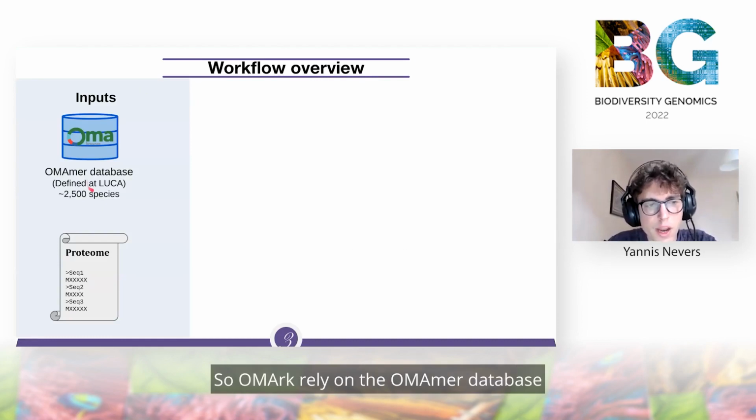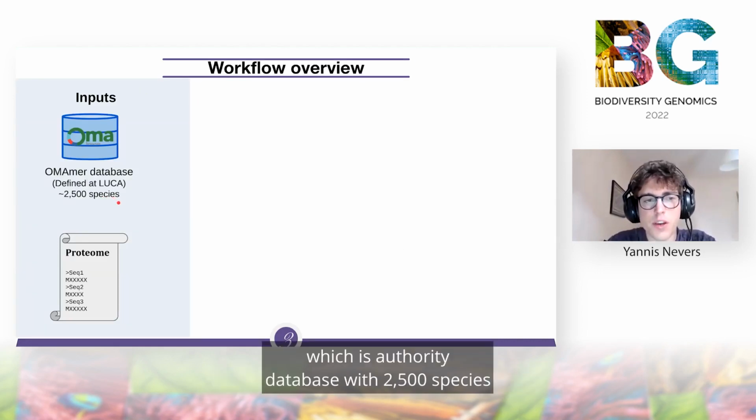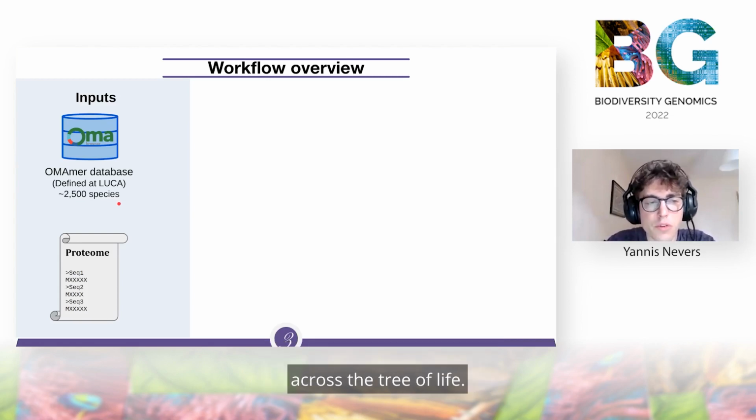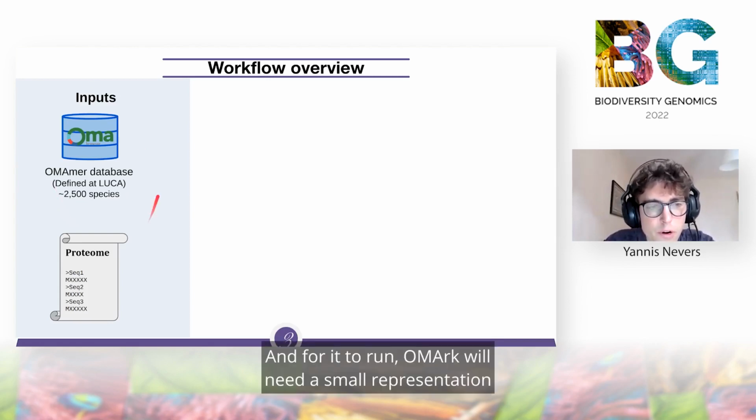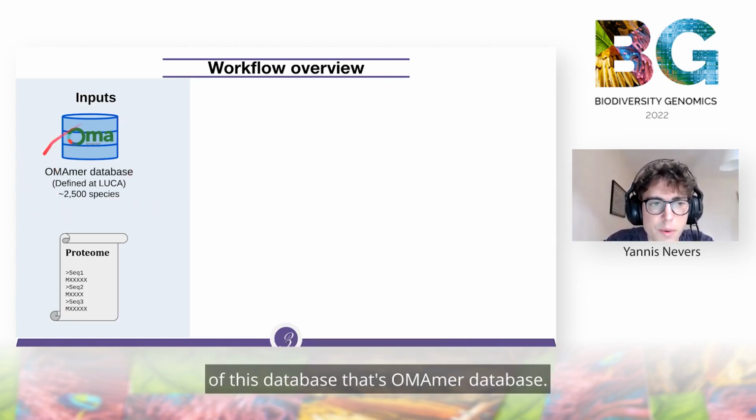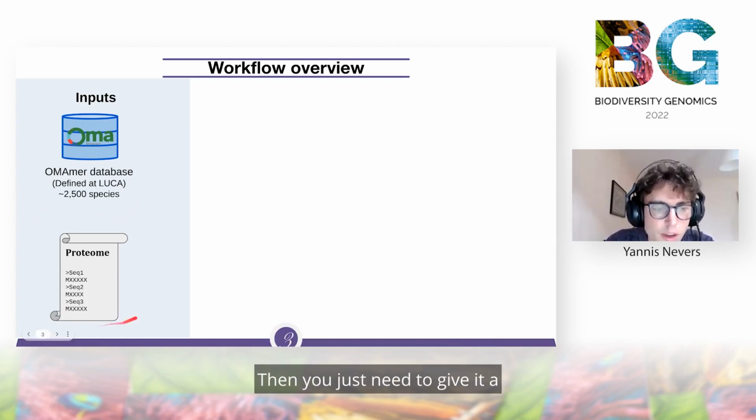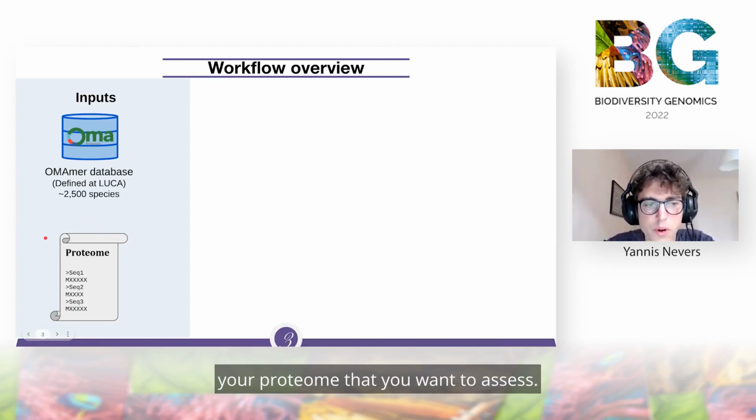So OMArk relies on the OMA database, which is an orthology database with 2,500 species across the tree of life. And for it to run, OMArk will need a small representation of this database that's called the OMAmer database. Then you just need to give it your proteome that you want to assess.